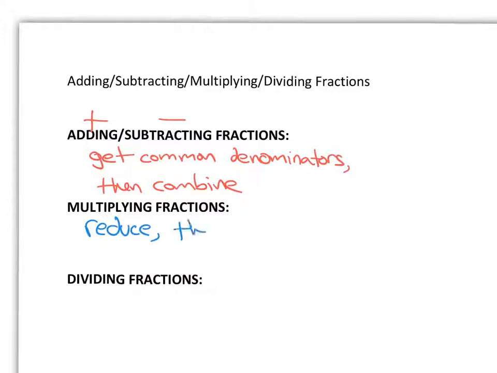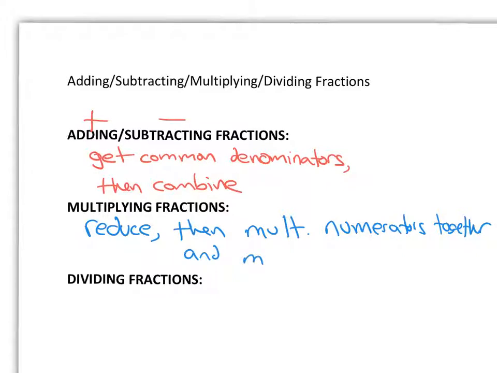and then multiply the numerators together. And multiply the denominators together. All right, so you multiply the tops and you multiply the bottoms. And if we've done a good job of reducing to start with, then we shouldn't have to reduce at the end.